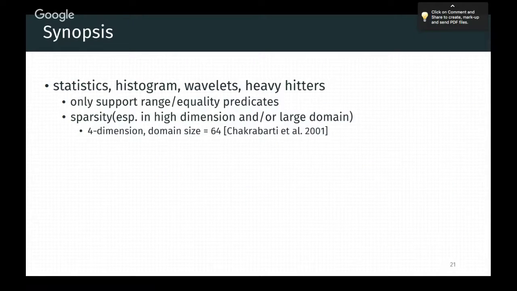And this method also only supports range and equality predicates. And when the data are sparse, the effectiveness of compression will be very low. Till now, we have only seen experiments on a four-dimensional space, and the domain size is small, 64.